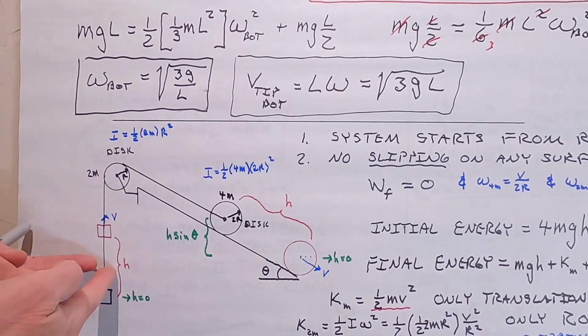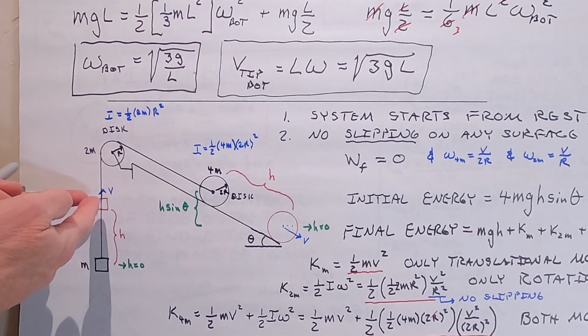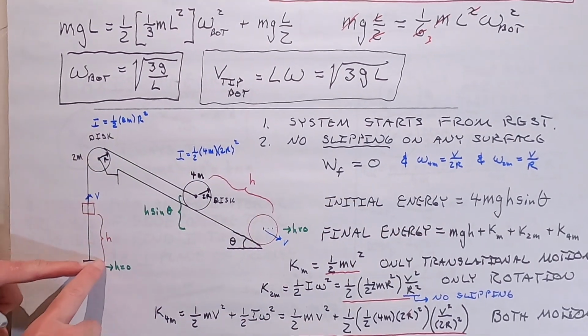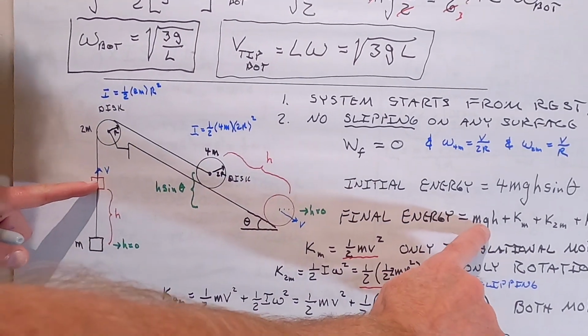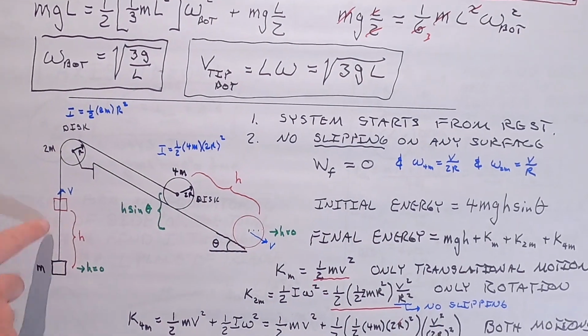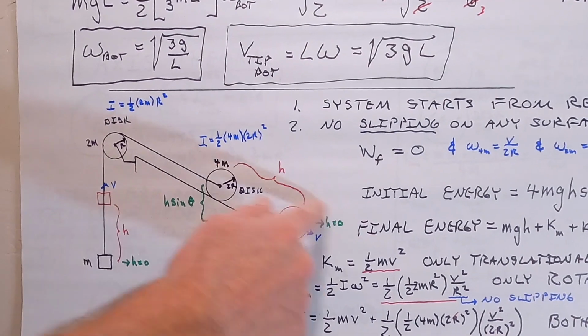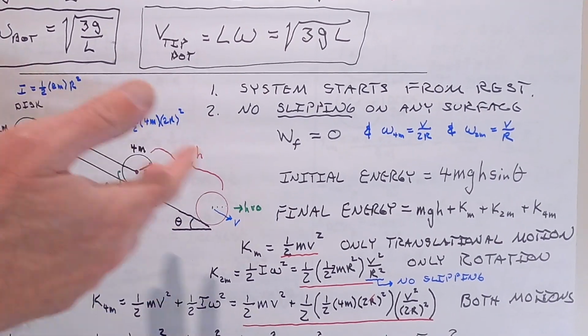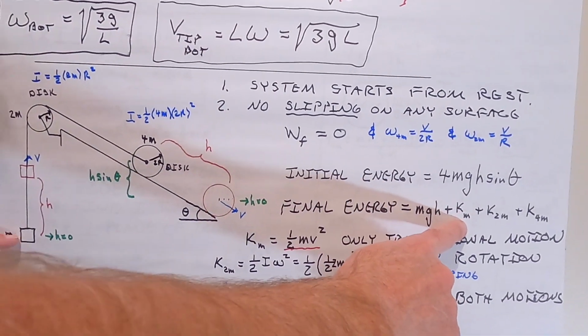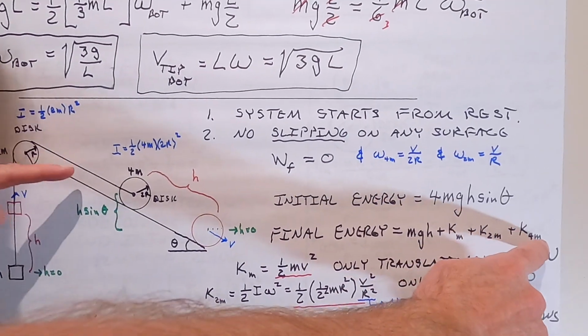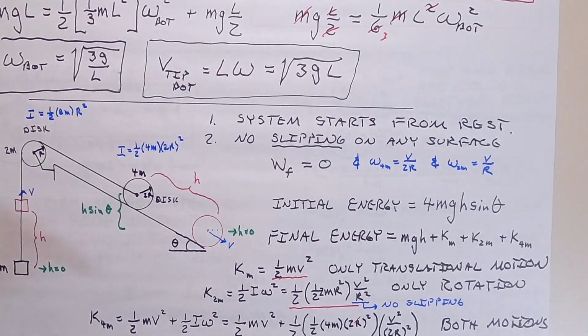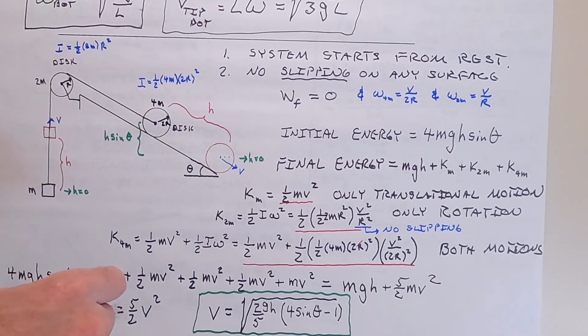First of all, it went into lifting this up. So some of it went into mgh right there. And then the rest of it went into this one moving, this one turning, and this one turning and moving right here. So it went into all the kinetics: the kinetic of this one, the kinetic of that one, and the kinetic of that one right there.